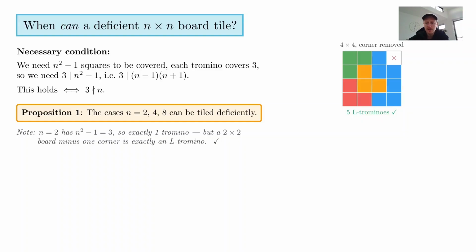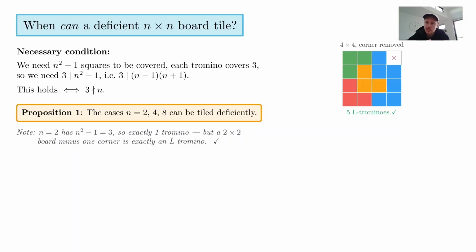And some key information here, which we're calling proposition 1, is that the cases n equals 2, 4, and 8 can be tiled deficiently. And over here we've got a 4 by 4, which we can clearly see is tiled deficiently because there's 1 square missing, and we've spoken about this before, but a 4 by 4 can be tiled with any square missing.